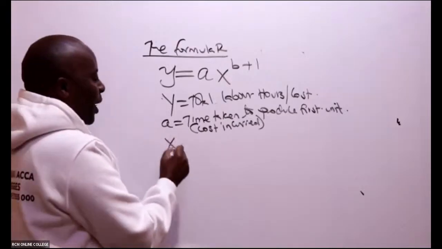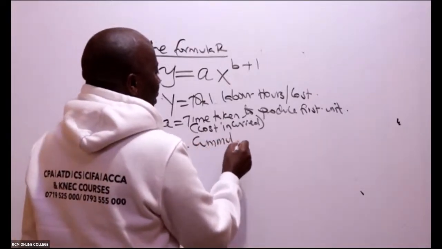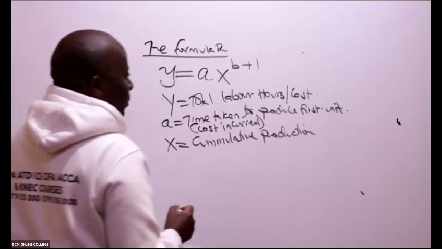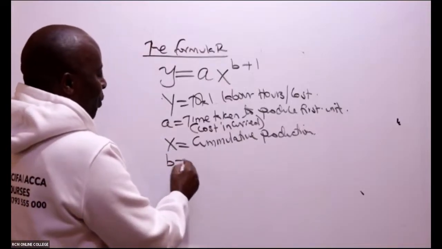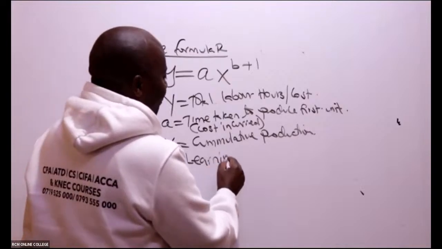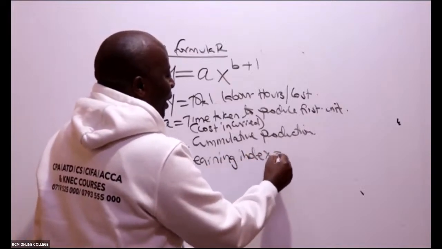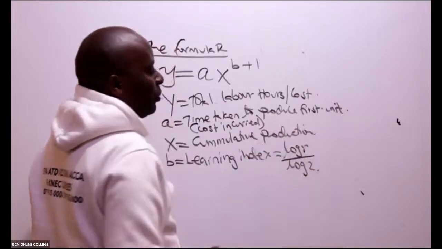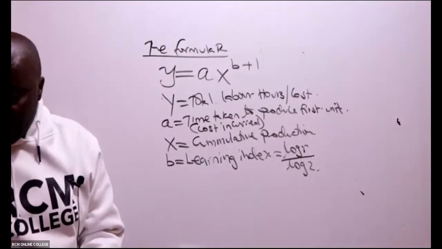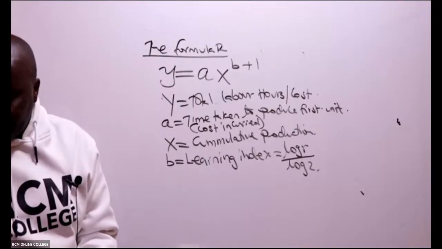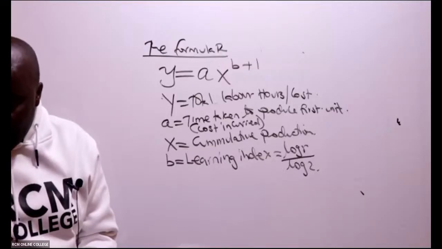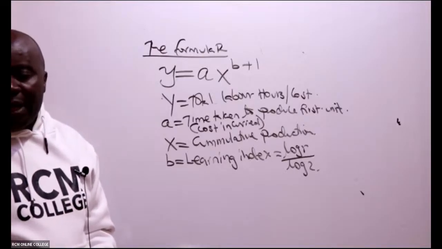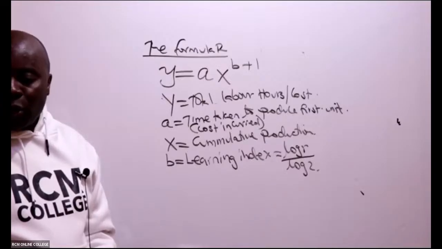X is cumulative production. B is what we call the learning index. And how do we get this learning index? There is a formula: log R over log 2. Anytime they want us to give them B, we shall take log R divided by log 2. Somebody should be able to assist that ninja there who wants the past papers. Please share the link. So anytime they want us to give them B, B is log R over log 2.